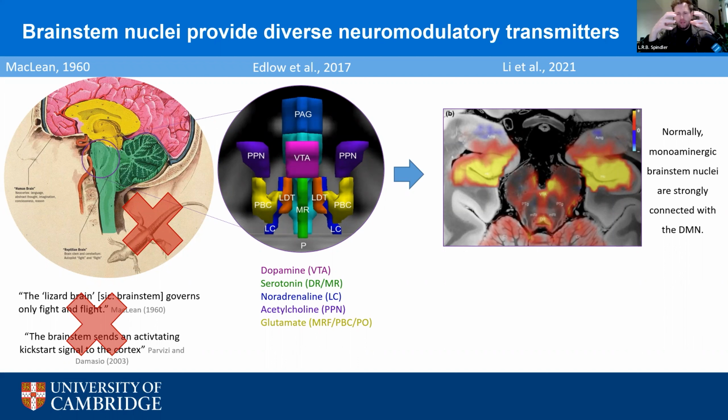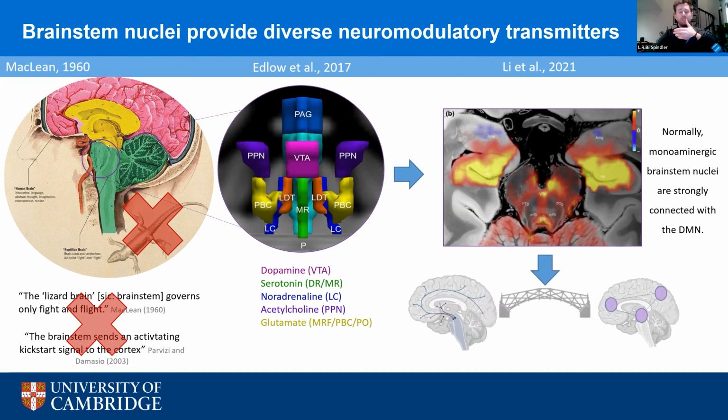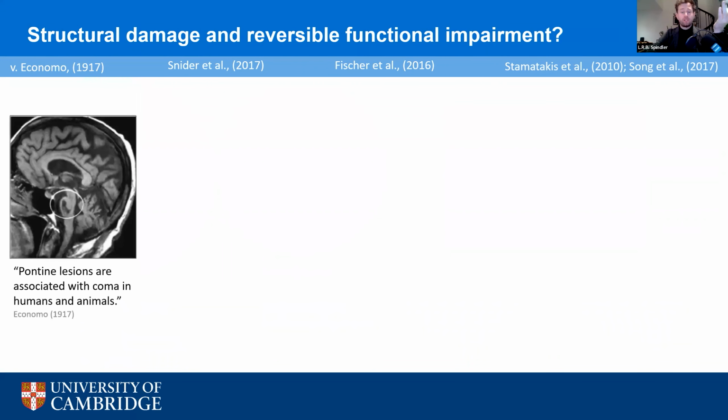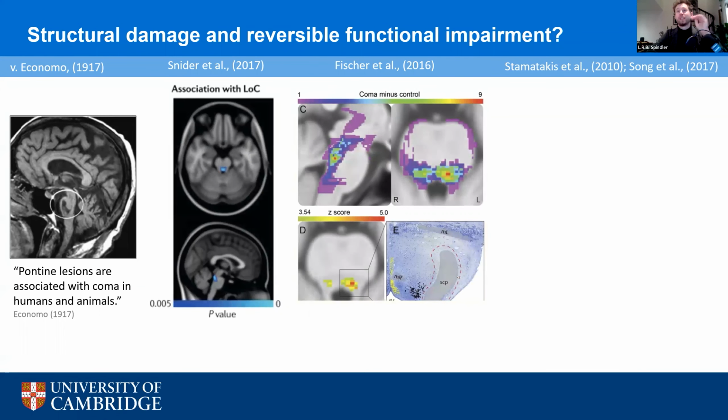So those networks that we heard are very, very heavily disrupted in disorders of consciousness. So could it be that their disruption is actually down to a modulatory deficit? And we, in fact, have known for a long time that structural brainstem damage is associated with disorders of consciousness. And this is a finding that is more than 100 years old, with the first descriptions by Konstantin von Economo, and is continuously replicated and further resolved, as in these two reasonably recent studies by Snyder and Fischer that have associated various areas in the brainstem as being coma-causing or associated with loss of consciousness during TBI.